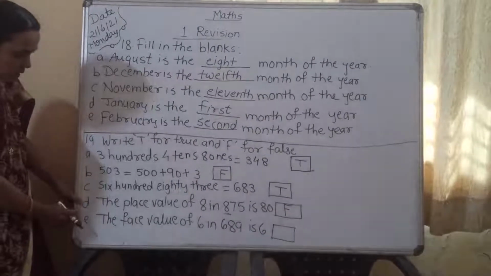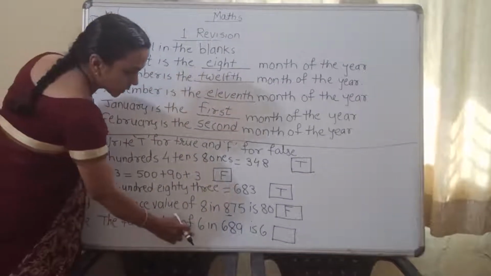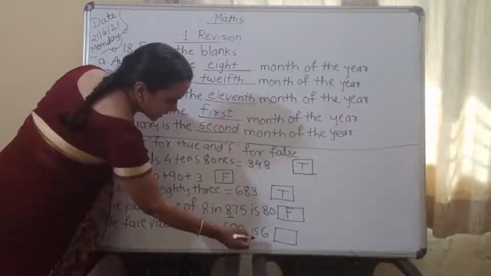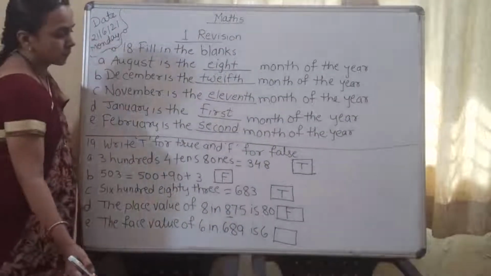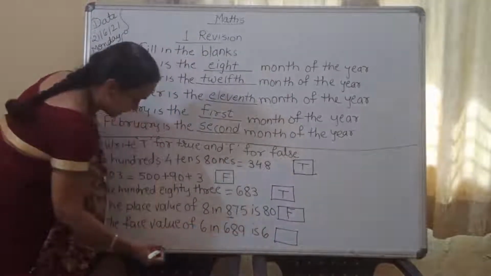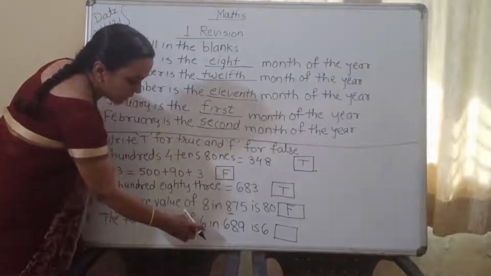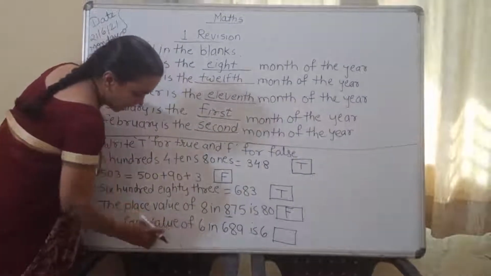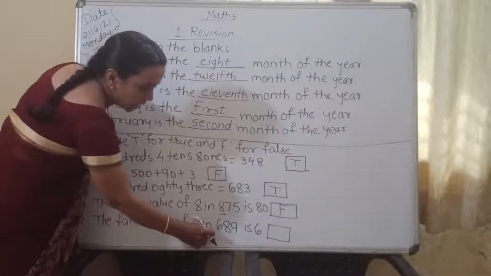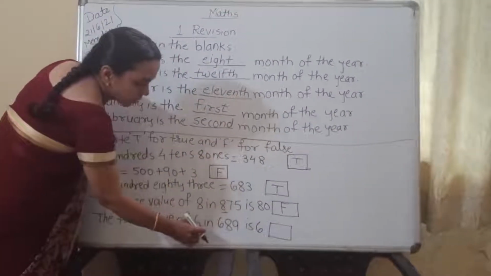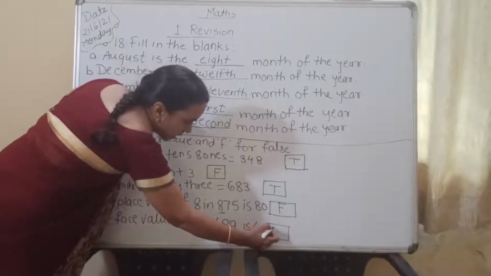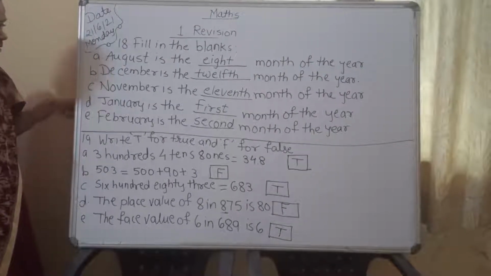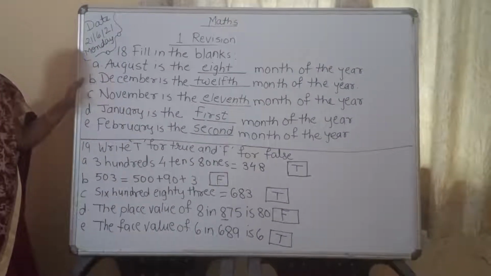Okay. So now see last question. The face value of 6 in 689 is 6. So this statement, the face value of 6. Face value means that number itself. The face value of 6 in 689 is 6. So this statement is correct. So we have to write here T. So in this way, very simple, you have to just write down the answer in your textbook.